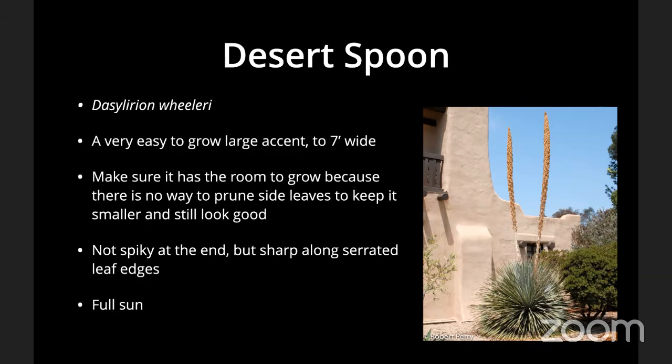But a couple of my favorites that are very low maintenance and easy to grow. One of them is called Desert Spoon. It grows to 7 feet wide, maybe about 4.5 to 5 feet tall. And you really want to make sure it has the room to grow, because if you start hacking back the leaves to keep it contained, it's just going to lose that beautiful form. It's not going to ever look right again.